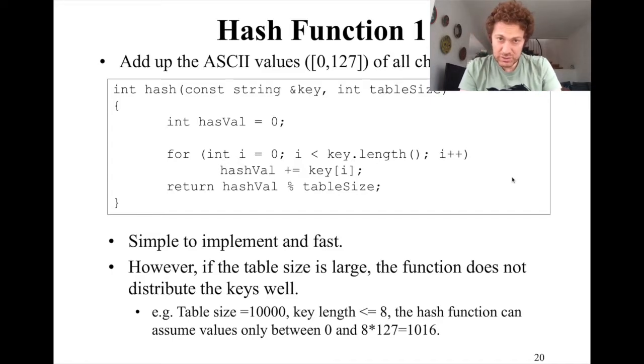If my key is string, however, they must be converted to integers. So to do that, we should get help from the ASCII values, which run from 0 to 127, as we know. So one particular hash function for a given string key would just add those values up. Then what is the problem with that? It is simple to implement, it is fast.